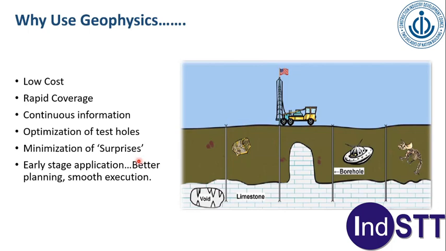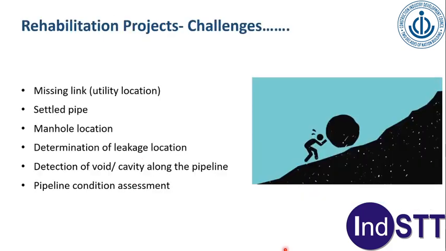Second is settled pipe. The pipe might have settled because of defects at some location. Third is manhole location. As we are covering more and more manholes with the new road layers, sometimes we don't find manholes once we start working, and locating them is a challenge. Then determination of leakage location for pipelines. Then detection of void and cavity along the pipeline. And lastly, pipeline condition assessment.